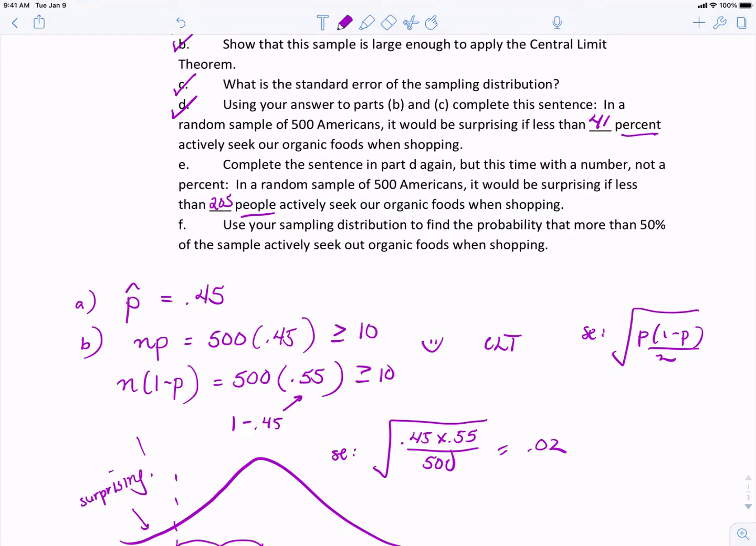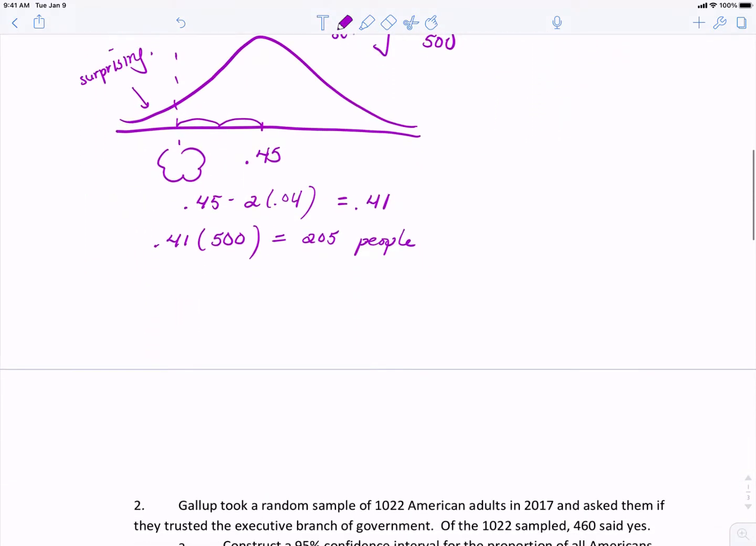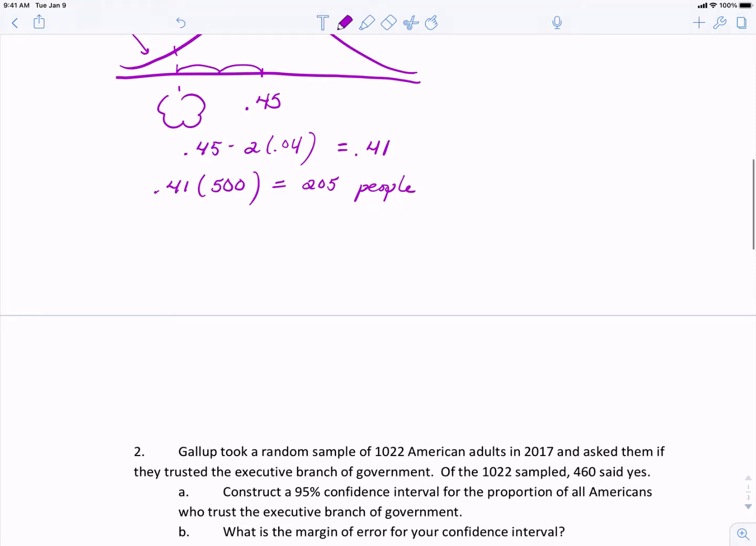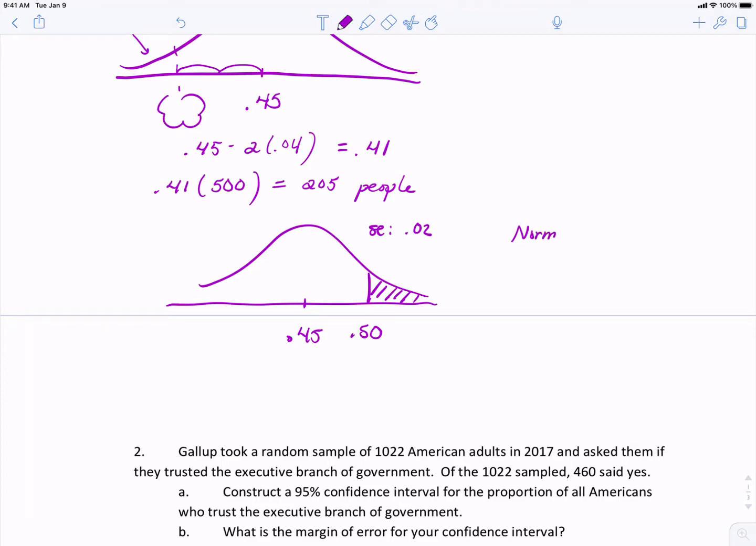Use your sampling distribution to find the probability that more than 50% of the sample actively seek out organic foods when shopping. So again, our picture looks like this. We have a normal distribution. We know the center is at 0.45. We know the spread, the standard error, is 0.02. And we were just asked to find the area here that is greater than 0.50. And we're going to do that using a normal calculator.